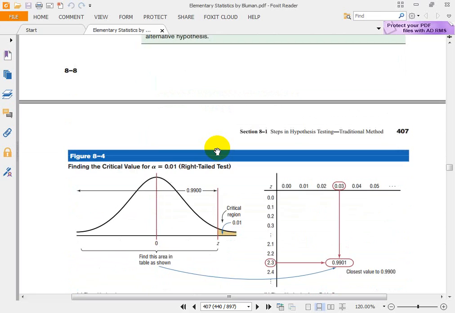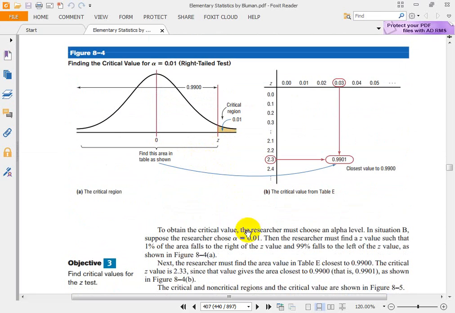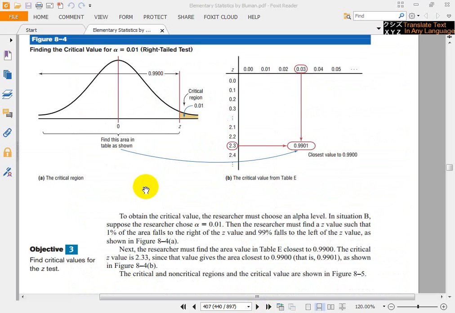So now let me go for the actual case studies. Now we are going to see how to calculate the critical values. At first we are going for the right tailed test. Right tailed test means the critical value will be on the right hand side of the mean. Alpha, the level of significance, is equal to 0.01, that is 1%. That means the type 1 error occurrence probability is 1%.